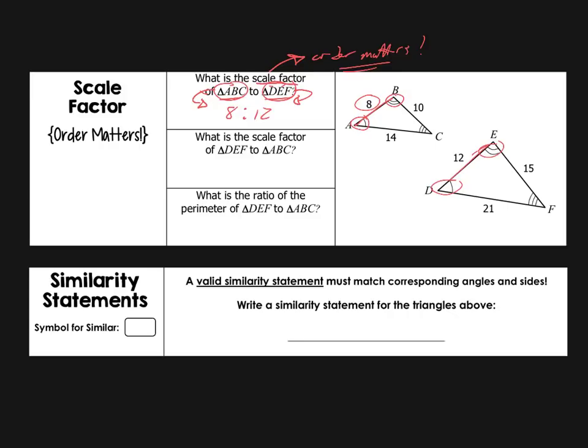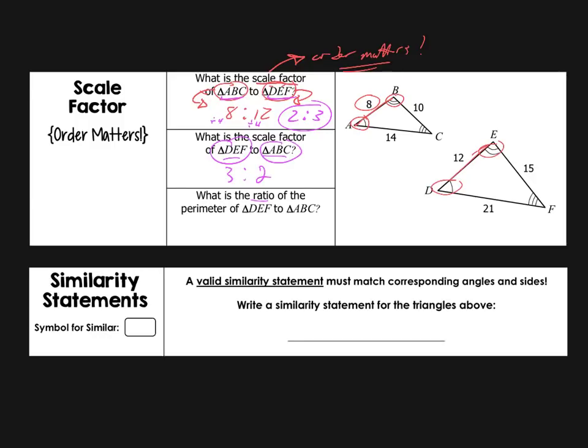Now we want to express that in reduced form, so we divide these both by 4, and we'll get a scale factor of 2 to 3. So that's our scale factor from ABC to DEF. Now it says, what's the scale factor from DEF to ABC? It's the same values, but the order changes because now I'm going from DEF, the bigger triangle, to ABC.